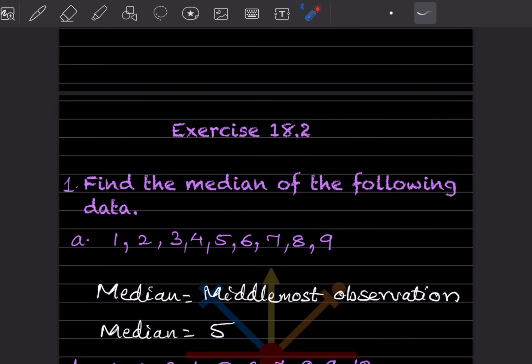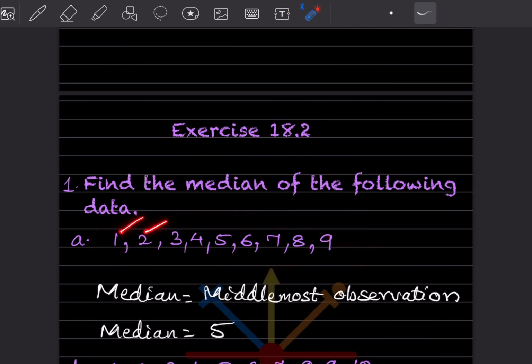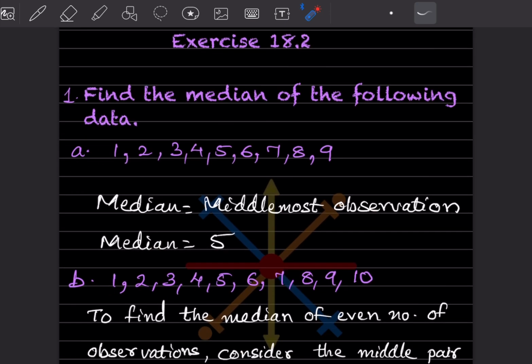So what do you mean by the median? Median means you have to see the middlemost. Suppose these are numbers given, 1, 2, 3, 4, 5, 6, 7, 8, 9. 9 numbers are there. So you have to see the middlemost observation. Here this will be 4 and this will be 4, so the middlemost is 5. So median is the middlemost observation, so median will be 5.